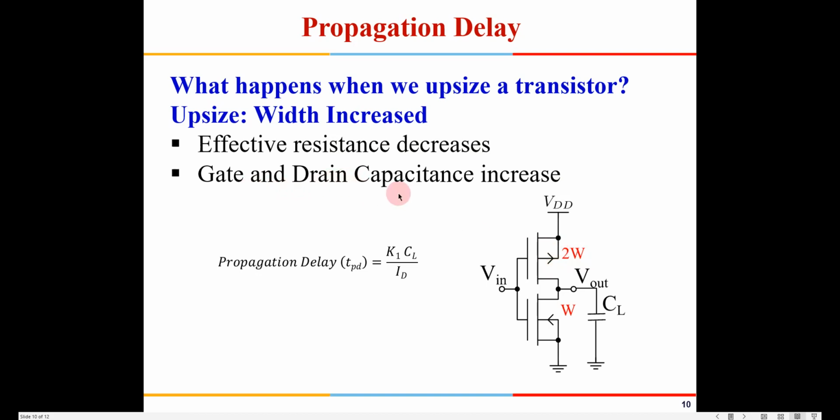But simultaneously the capacitance associated with the device also increases. So if you see what propagation delay is, it is how long it takes for the output node to get charged.